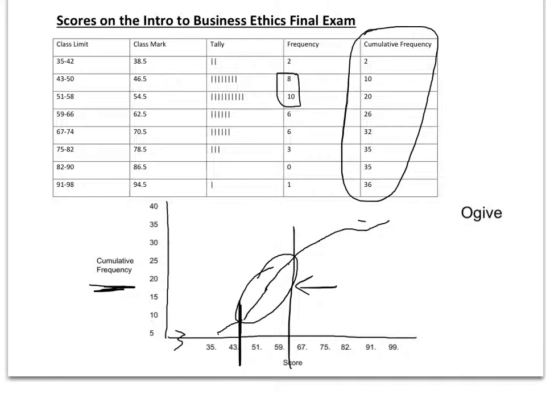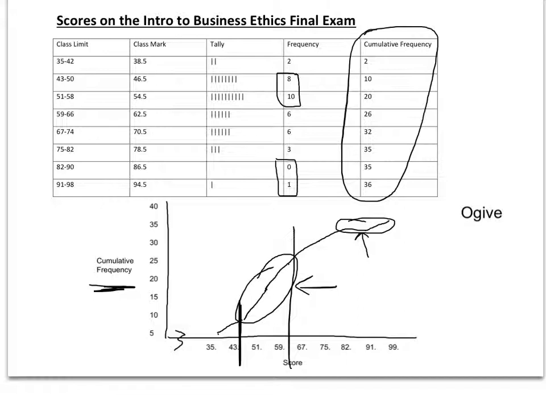I also know that if I look in this area here, there was very, very little increase, which makes sense because there was only one person that fell in those two classes. Anytime you end up with a horizontal line, a slope of 0, you know you're talking about a frequency of 0. So no object or no subject fell into that particular class.